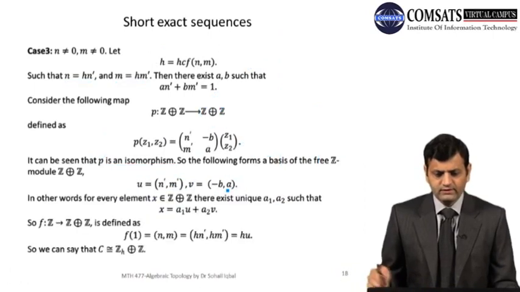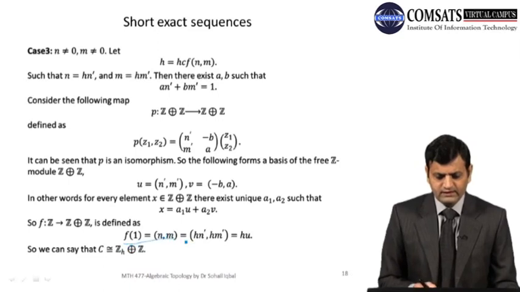Now let's have a look at our map f. So f of 1 is equal to (n, m), which is equal to, so n is equal to h n prime, m is equal to h m prime, so this is equal to h times u. So in other words, we are only disturbing the first copy of Z.